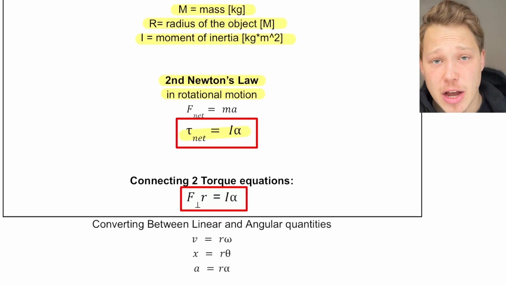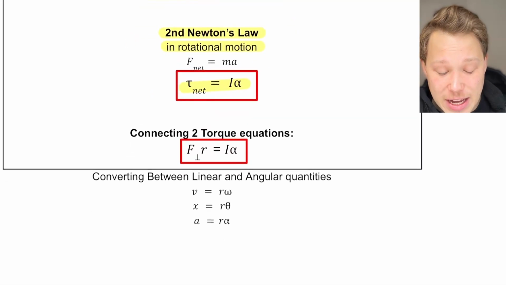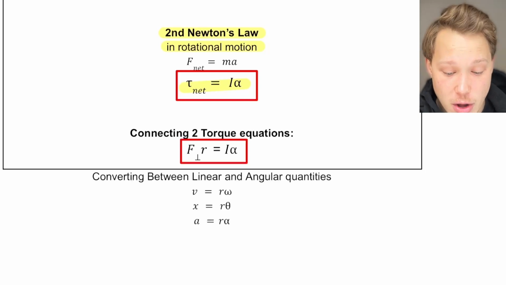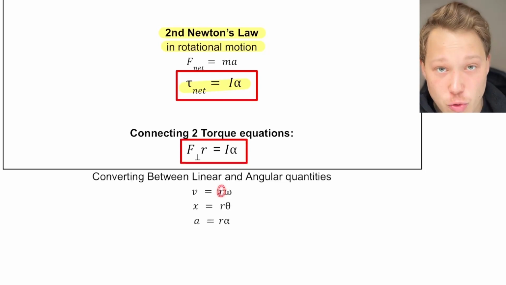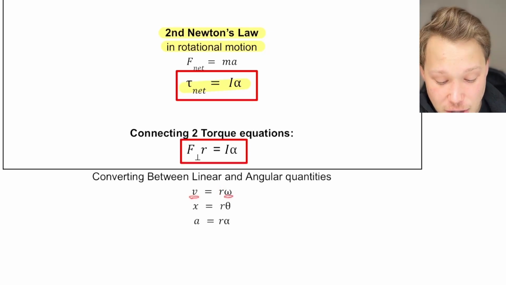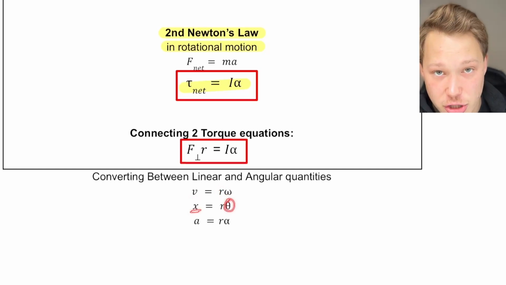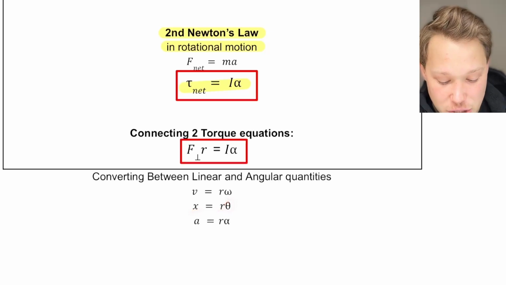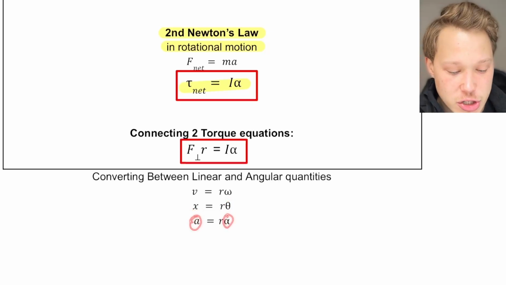Finally, one more thing I want us to keep in mind is that we can convert all our linear quantities to angular quantities, or the other way around, by multiplying them by the radius. For example, you can get the linear velocity by multiplying the angular velocity by the radius of rotation. Or you can get the linear displacement by multiplying the angular displacement by the distance, or the same thing with linear acceleration and rotational acceleration.